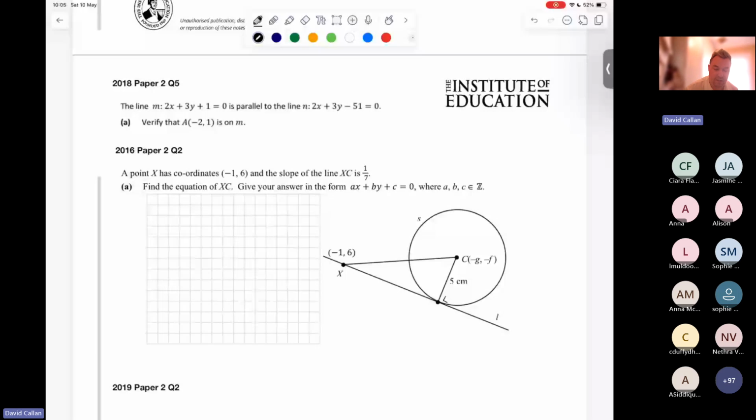Hot off the press, a couple of years ago, but verify that that's on M. So, you just need to know I should substitute into M. Do I get 0 on both sides? Yes or no? Grand. Okay.